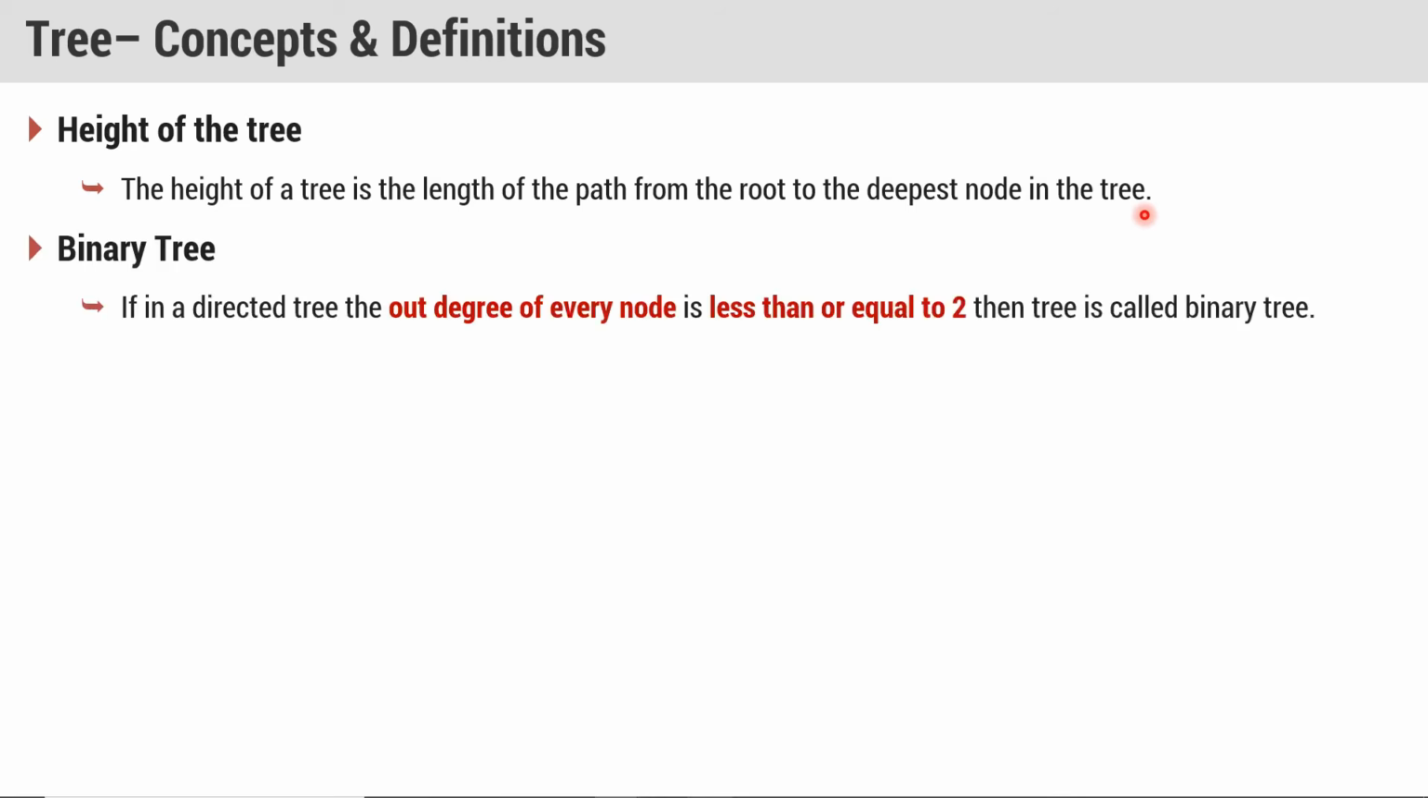Then next is binary tree. If in a directed tree the out degree of every node is less than or equal to 2, then this tree is called a binary tree.